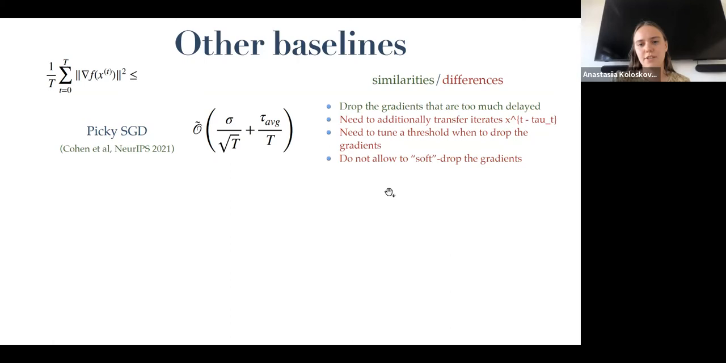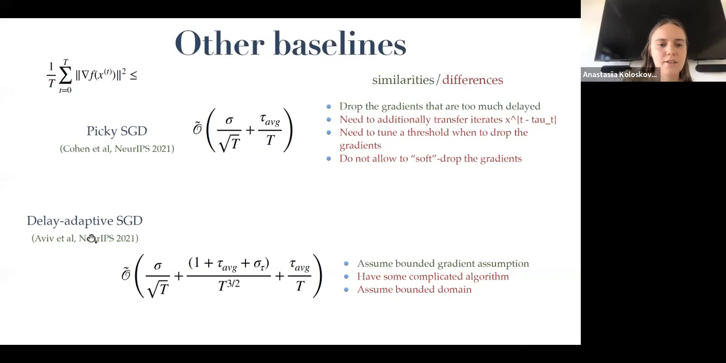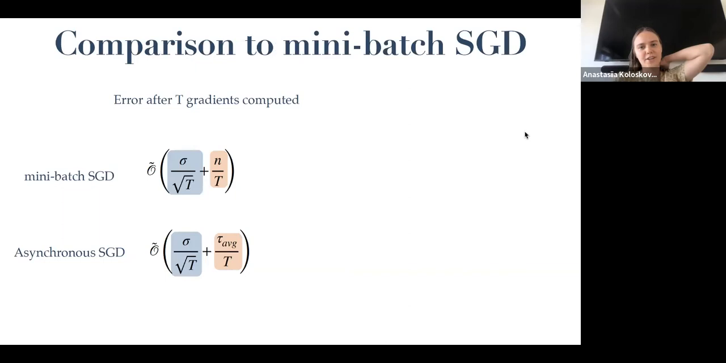And there was another paper also at the previous NeurIPS, and they have also dependence on the average delay, but they assume bounded gradients and also bounded domain, and so the rate is slightly worse as well. So now let's compare it to synchronous optimization.